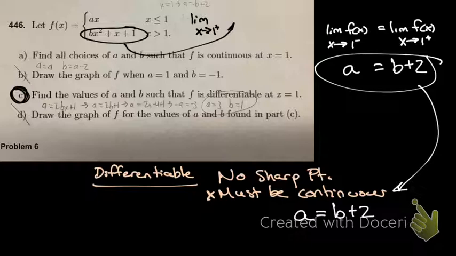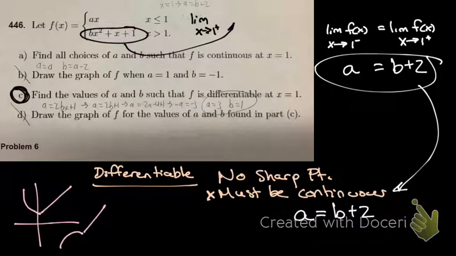No sharp points. That means it doesn't look like this, and it doesn't look like this. What does it mean for it not to have a sharp point, besides the fact that it doesn't look like that? The derivatives need to approach each other. This slope has to be coming and blending directly into that slope. The slopes at that point, loosely, need to be the same, right?